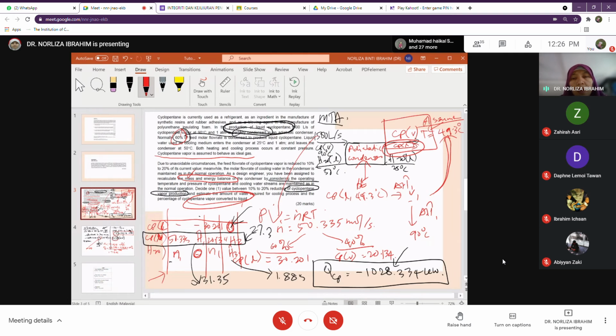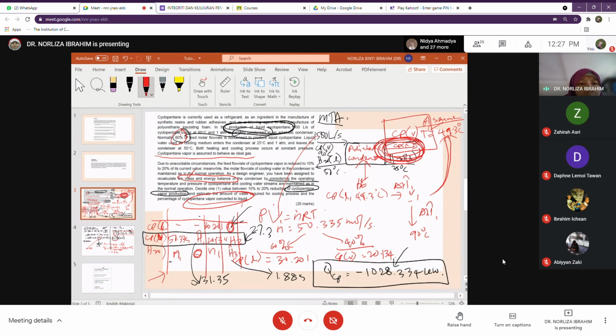I noticed that the mistake made by students is here. Again, as I mentioned, you have the cyclopentane liquid of different streams. If you solve them with the energy balance, it's still okay because you refer to the inlet and outlet. But the drawing concept is wrong. Any question for this one?